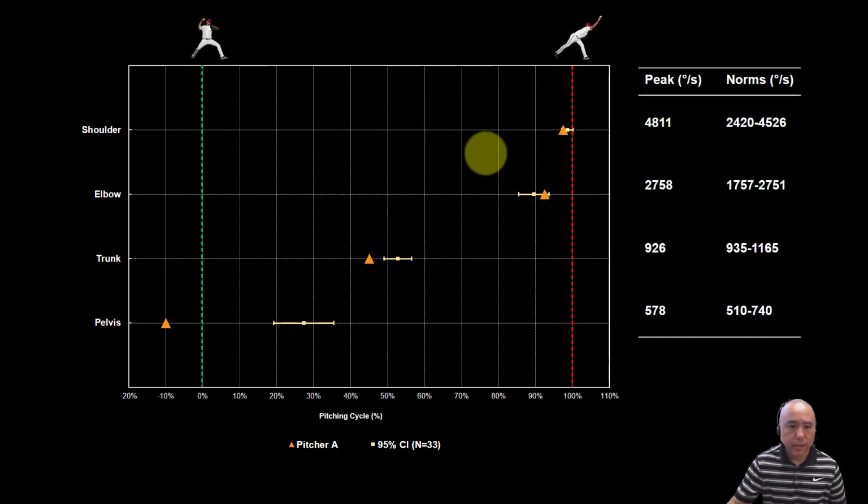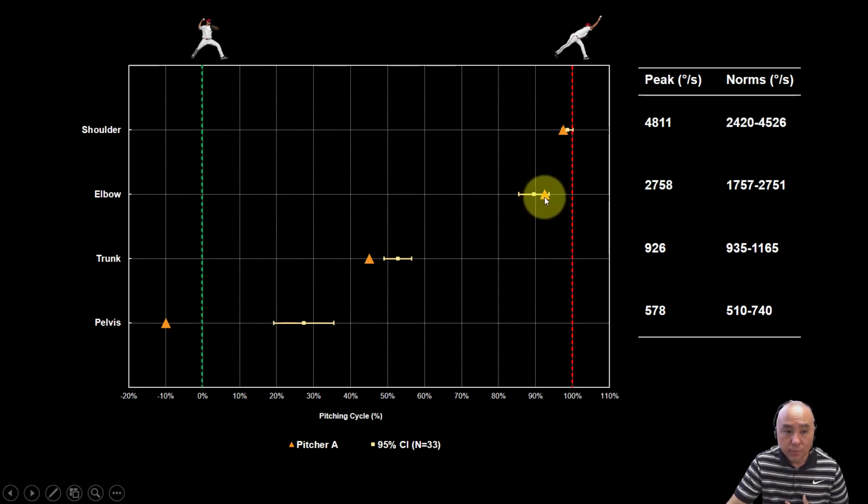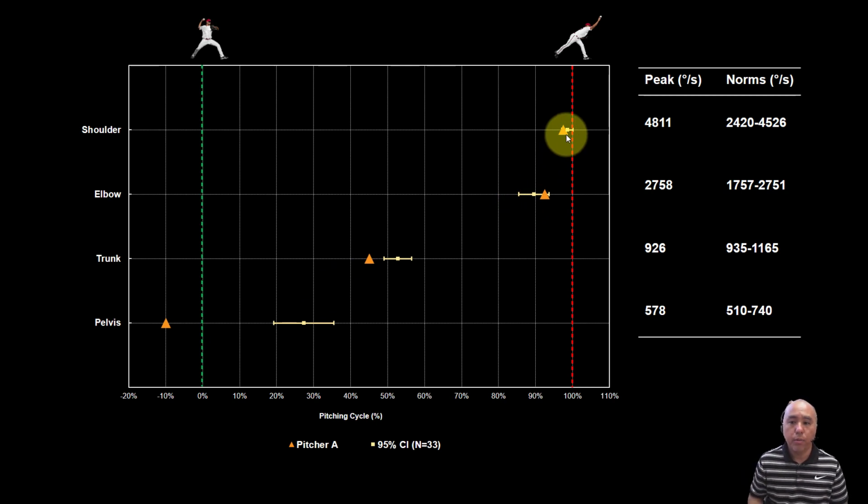This right here is a summarized graph of the timing of these various segments, the kinematic sequence, in relation to what we find in a sample of 33 adult pitchers. So you can see for this player, his pelvis angular velocity peaks before front foot contact, which is actually a good thing, followed by the trunk, followed by the elbow and shoulder. So this is pelvic rotation, trunk rotation velocity, elbow extension velocity, and shoulder internal rotation velocity, which should peak right around ball release.